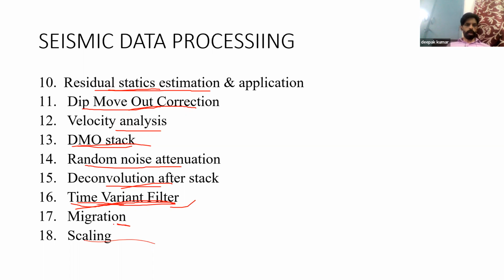And then we do migration and scaling. This is the final processing step. And even after this, if something remains, then we can again go for time variant filter, migration, and scaling. But these three are not that important. Most of the processing steps end here itself, because we get a crisp stack section.